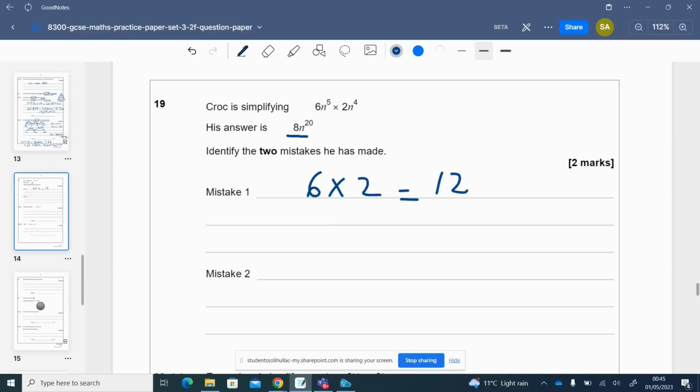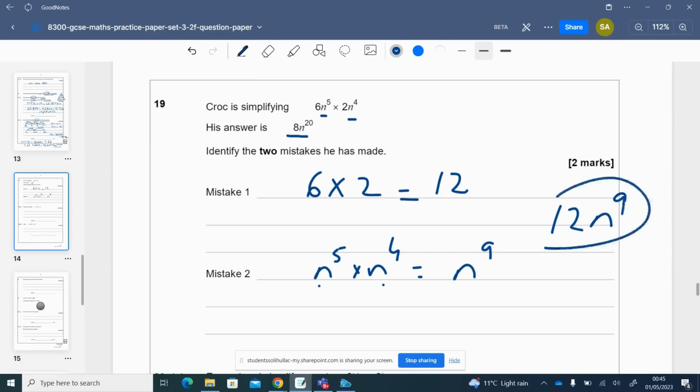And when you multiply n to the power of 5 and n to the power of 4, that should give you n to the power of 9. So when we are multiplying two n's together, the powers add, not multiply. That's one of the laws of indices, right? So his answer should be 12n to the power of 9, instead of 8n to the power of 20.